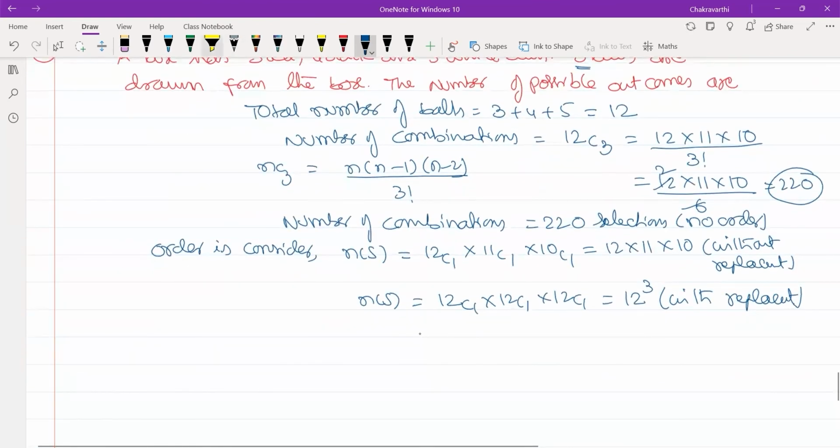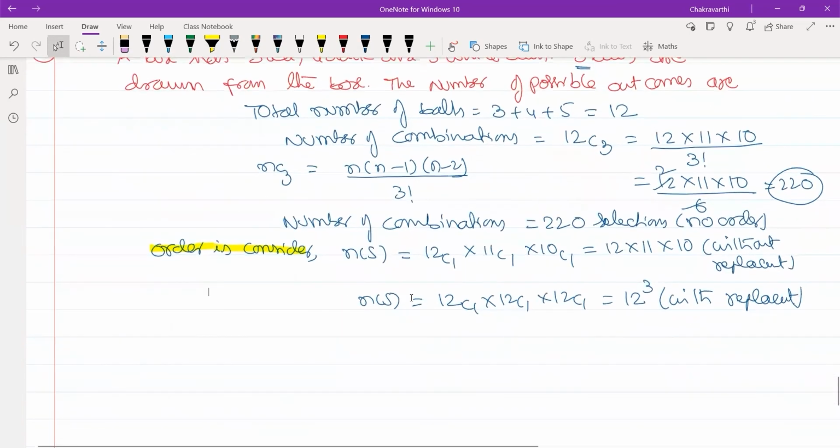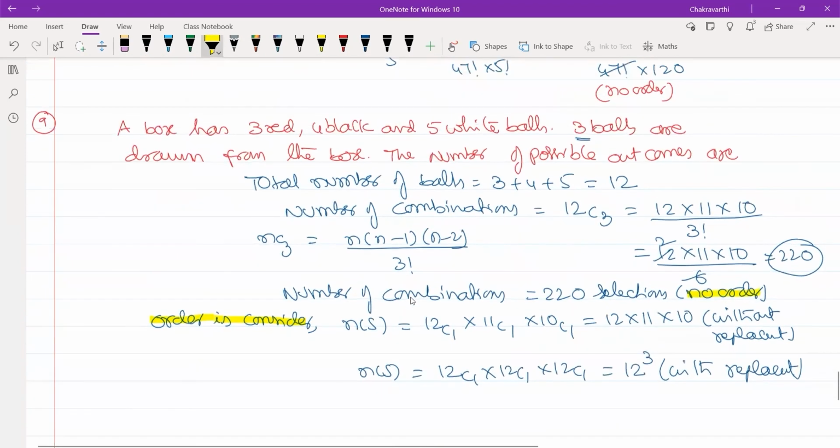You mainly concentrate on the situations here. You may have an idea, some 30% knowledge in the subject, but you have to refine it. Only 5 to 10% of the techniques are new. You have to practice. But already you have some good knowledge in this subject. You have to improve and refine that knowledge. Order is considered here; here is the no order case. Remember these 2 points.